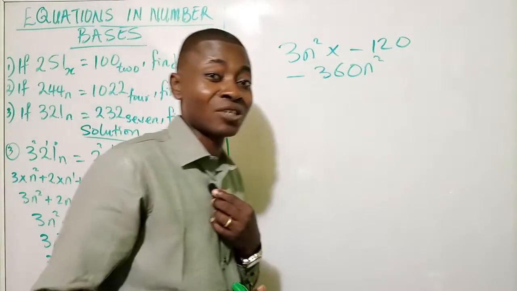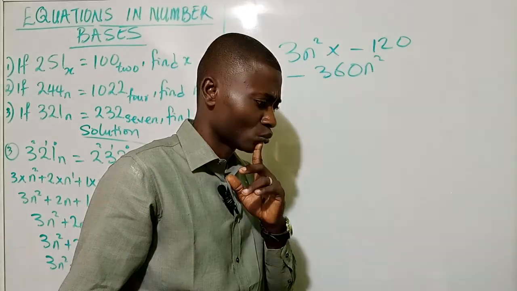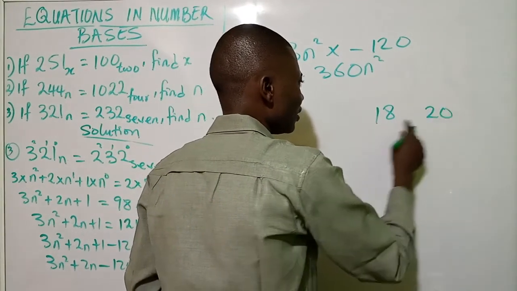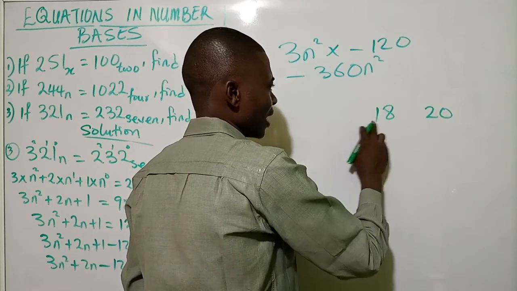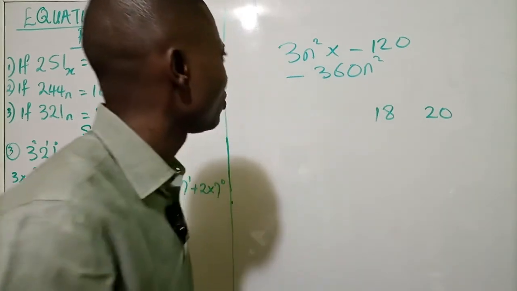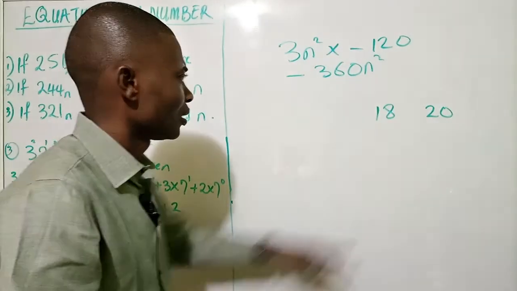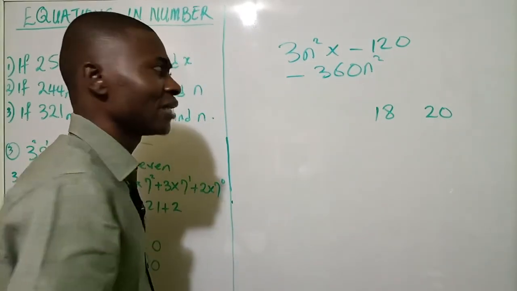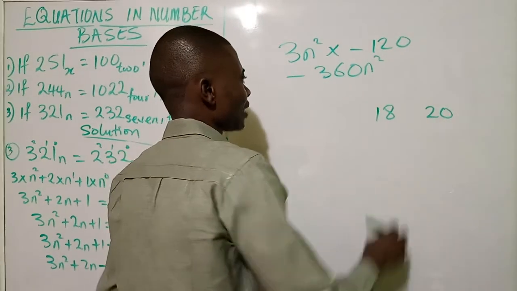To me right now, the number that easily comes to my mind should be 18 and 20. 2 times 18 is 36. So 18 times 20 will give me 360. And 20 minus 18 will still give me 2. Oh, that is it. So this is the number that comes to my mind, 18 and 20. So let's see this.